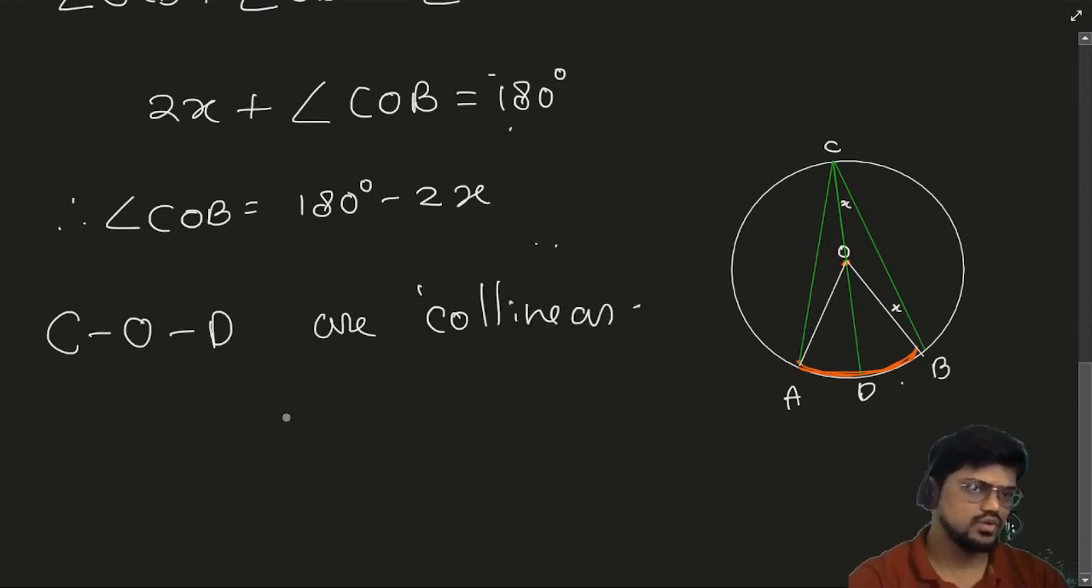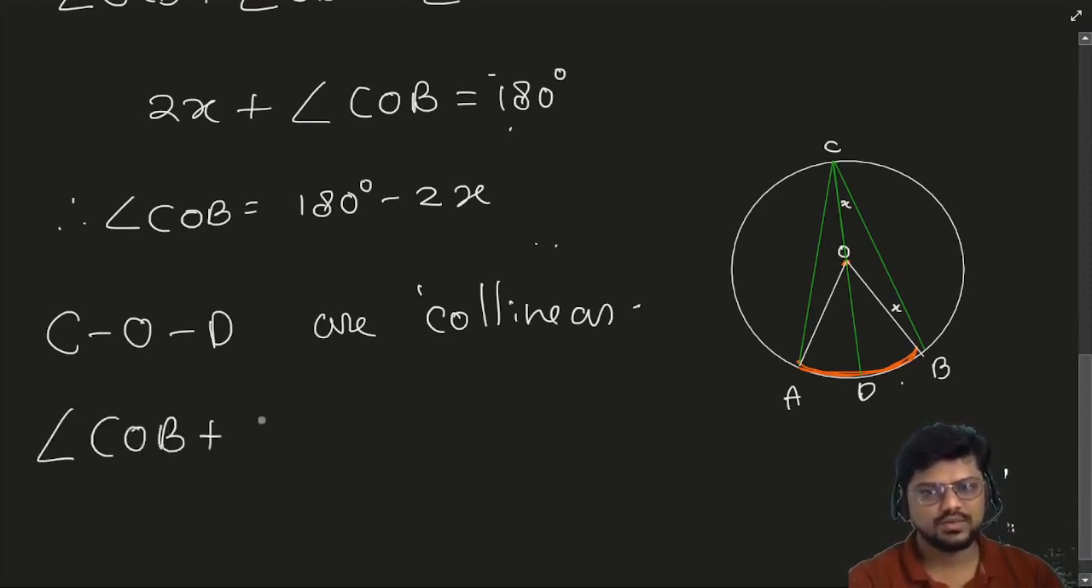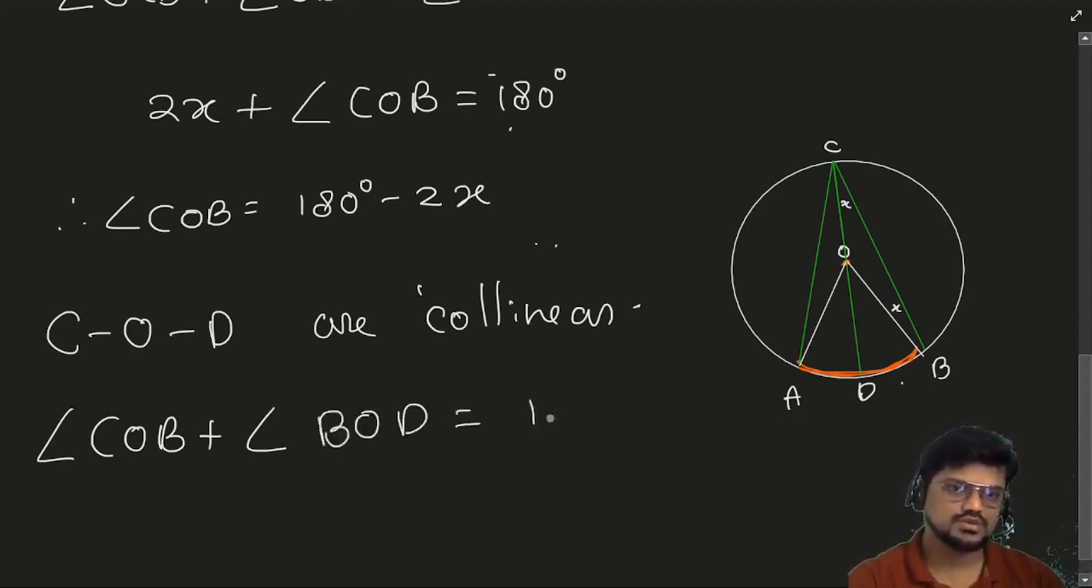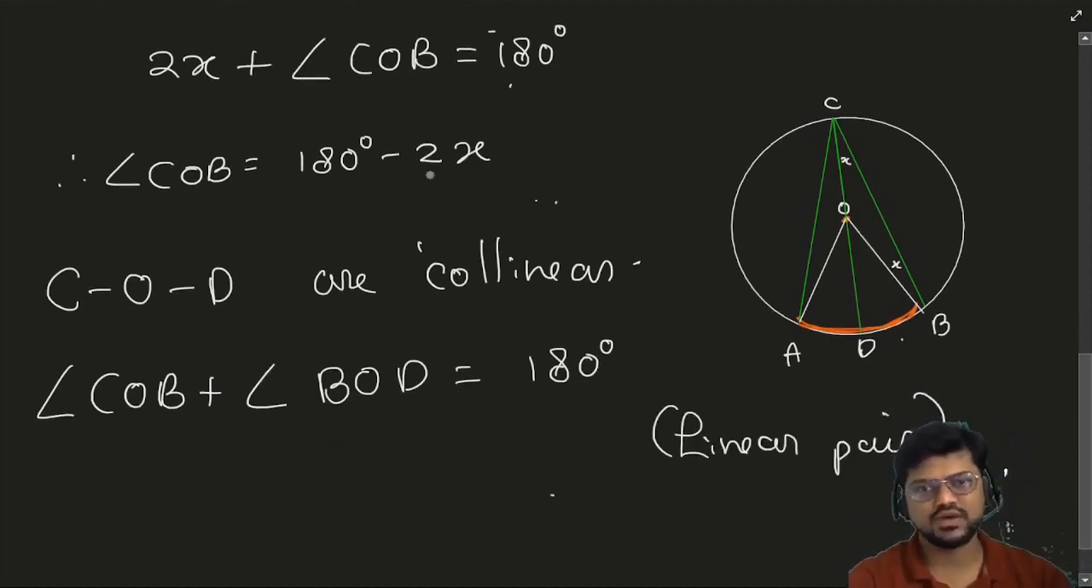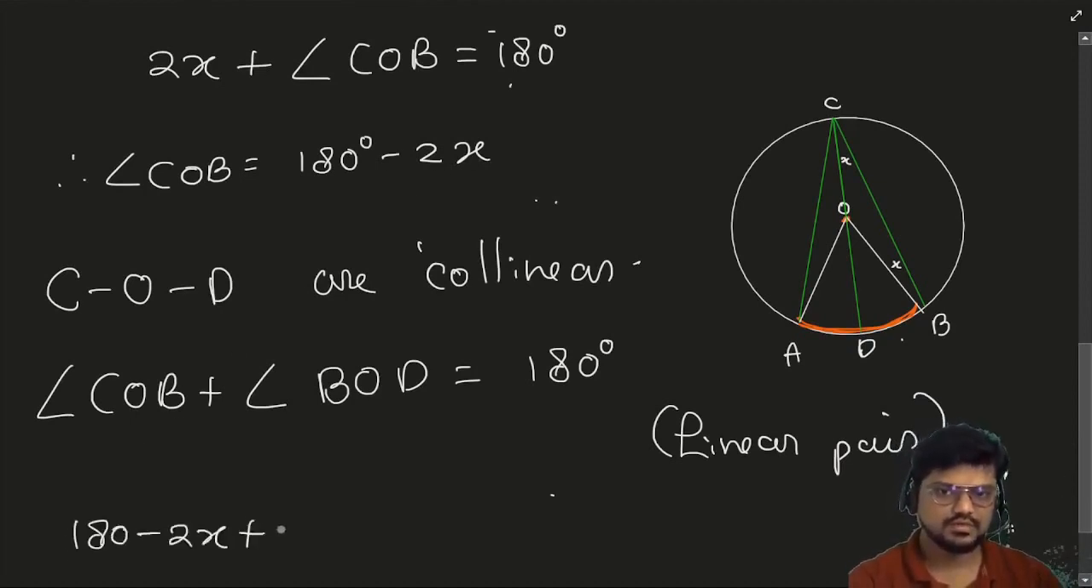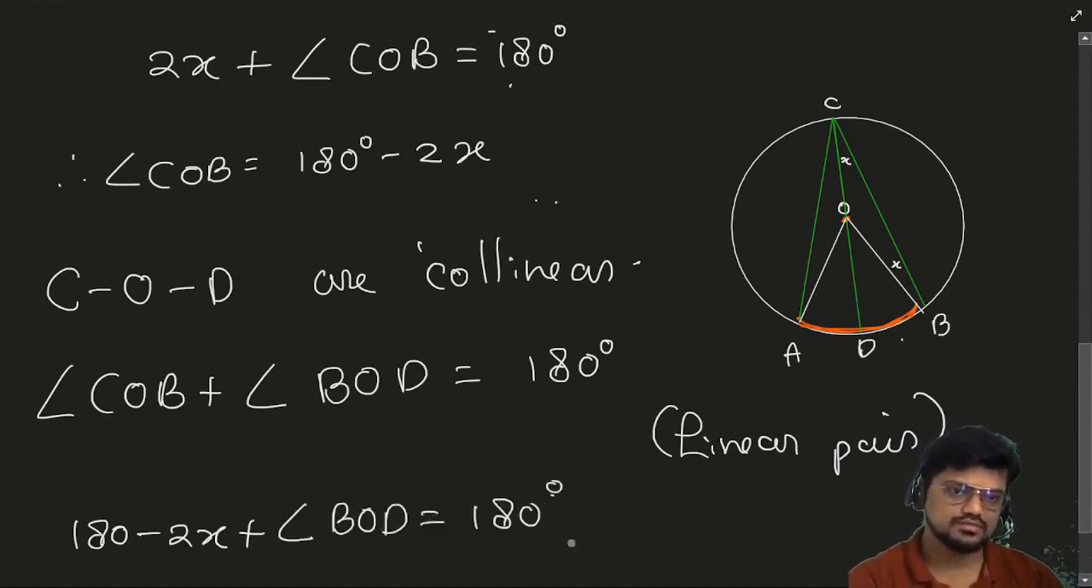COD are what? Collinear. These 3 points are collinear. So can I say angle COB plus angle BOD equals 180 degrees? What is the reason? Linear pair. They are linear pair. Angle COB is 180 minus 2x, plus angle BOD equals 180 degrees.